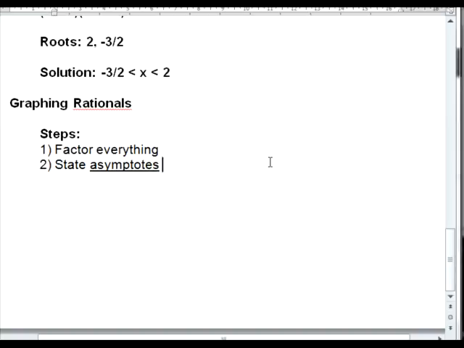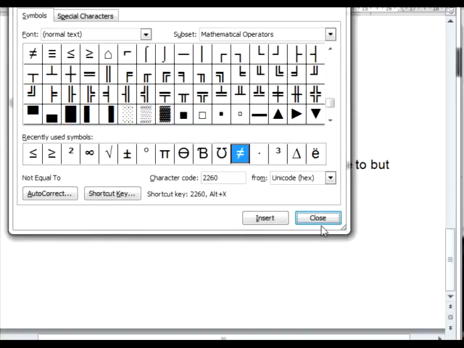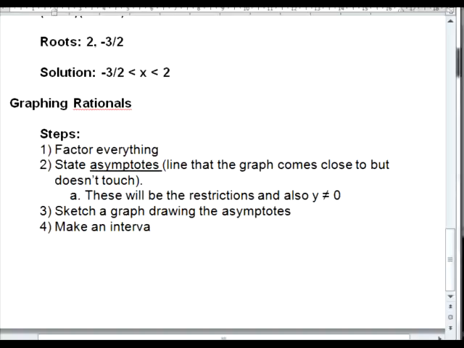That's going to be a line that the graph comes close to, but doesn't touch. 2a, these will be the restrictions, and also y cannot equal 0. Then you're going to sketch a graph drawing the asymptotes, and then you're going to make an interval chart to show where the graph is positive and negative.